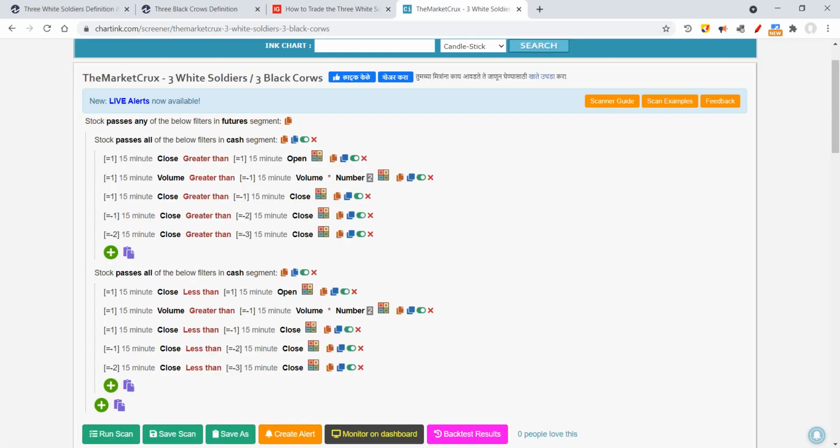Exactly the opposite of this is in the filtration criteria for three black crows, where we check that the first candle should be a red candle. At the same time, the volume of this first candle of the day should be at least double the volume of the closing candle of the previous day. And then we check that the last three candles, the first candle of the day and the two candles of the previous day on the 15-minute time frame, are all bearish candles. This criteria will give us the three black crows pattern on the stocks.